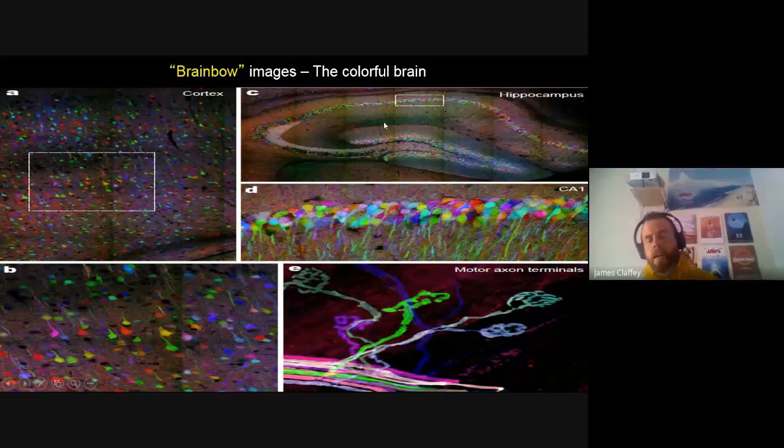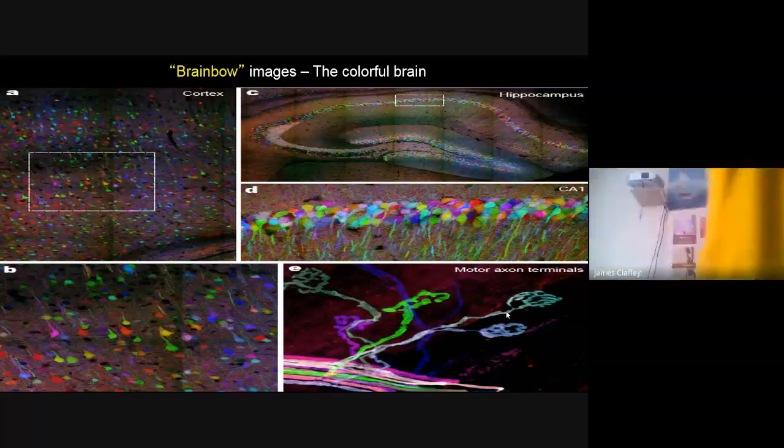The hippocampus is our memory center. It stores and houses some of our memories. As you hone in on different parts, you can see the different colors and outlines of these motor axon neurons, which is really detailed.